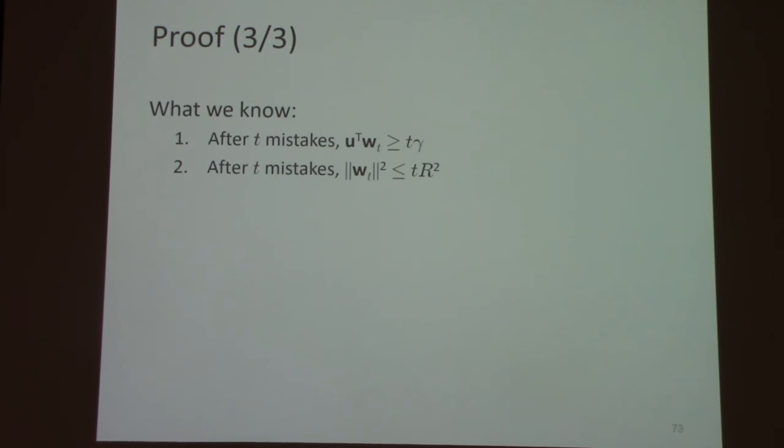We proved these two things. So let's use these two to answer your question. Why do we care about this thing? I just take the square root of the second term, and I can get R root T is greater than the norm of w_T. But let's now stare at this definition of the norm of a vector.